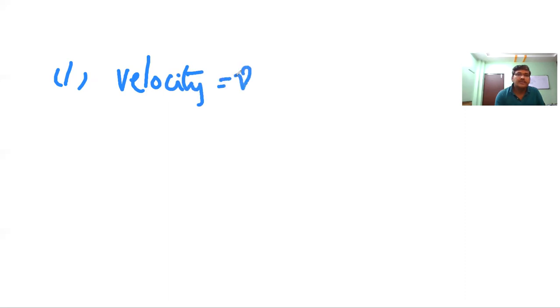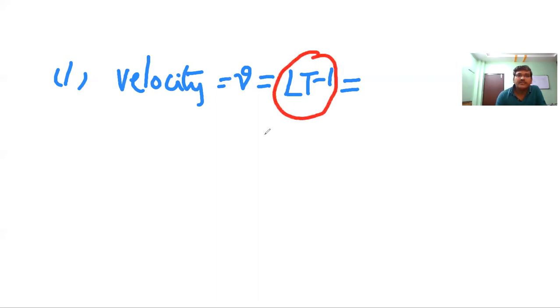Here I take up the first one we have seen, velocity. Velocity we define as displacement by time. What is the dimension formula? LT minus 1. Let me express this velocity in terms of the units. Velocity units I want to convert.